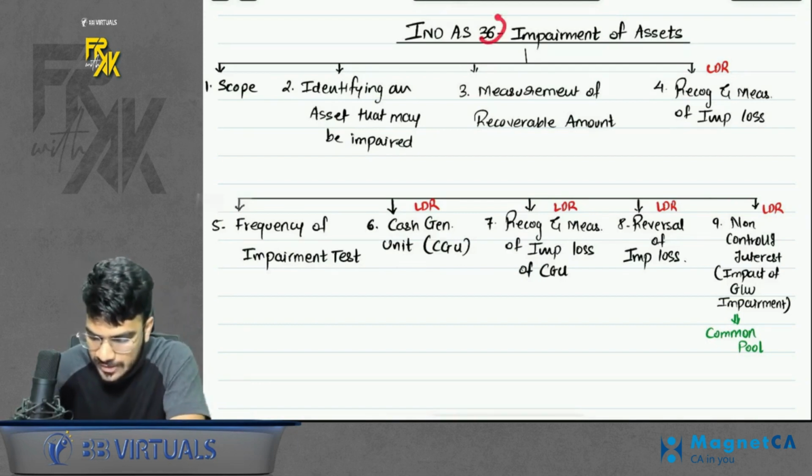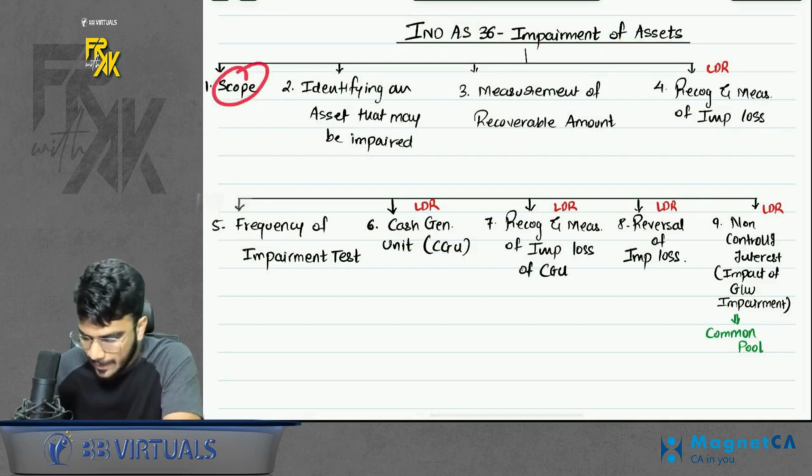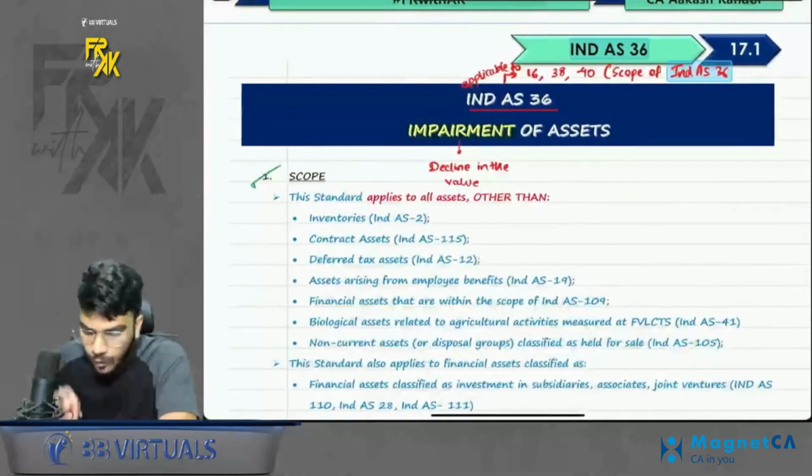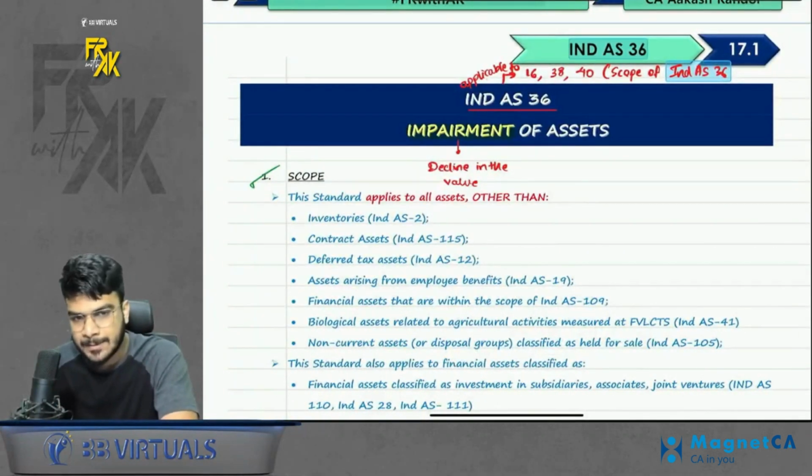First of all, the number of this Ind AS was Ind AS 36. Name was impairment of assets. There are approximately 9 points to be discussed. The first point being the point of scope, that is for which all Ind AS we have to apply this impairment.